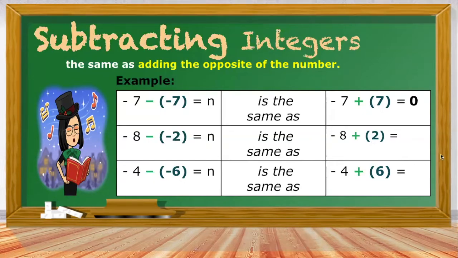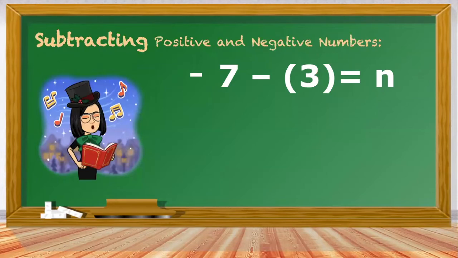Okay, it is negative 6. Lastly, negative 4 plus 6. That is, good job, positive 2. Now, let us try these items.